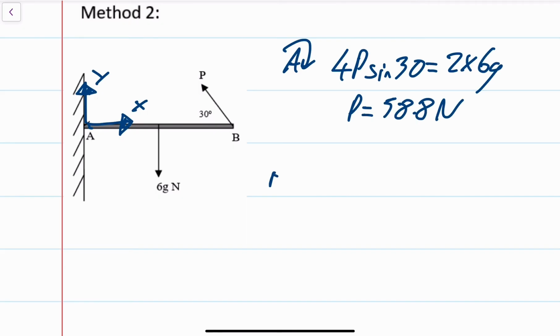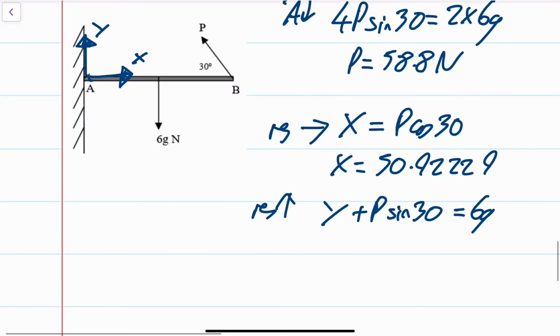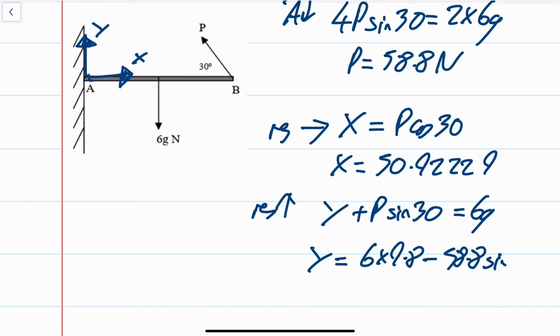And then we're going to resolve horizontally. Resolving horizontally, X is just going to be equal to P cos 30. So our X works out to be 50.92229. Resolve vertically, your Y plus, I made the same mistake as I made earlier on, Y plus P sine 30 equals 6g. A little bit of working out then, Y is equal to 6 times 9.8 minus 58.8 sine 30. So my Y works out to be 29.4.